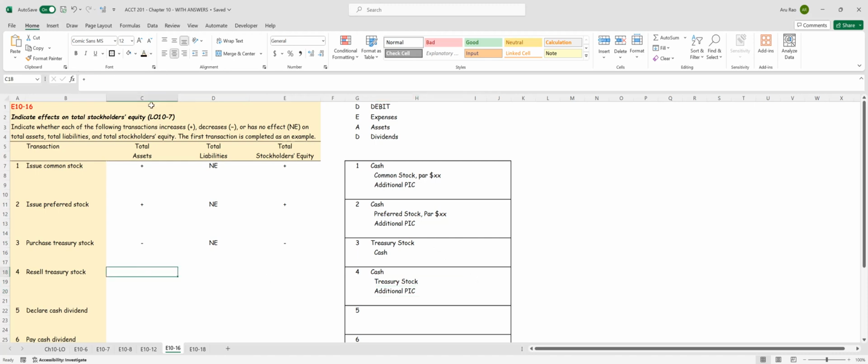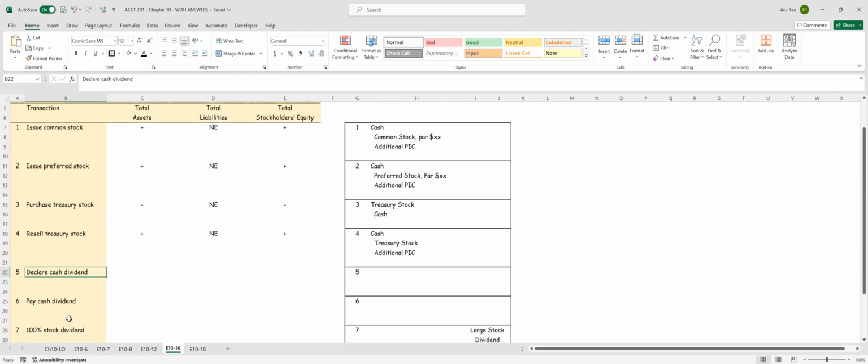Cash is an asset. Cash is increasing. Treasury stock is decreasing, which means equity is increasing. And if there's paid-in capital, that's an equity account, so that's going to increase as well. No effect on my liabilities. So once again, let me explain. Treasury stock is a contra equity account, so if that's decreasing, it means equity is increasing. Additional paid-in capital is an equity account. If that increases, equity increases.